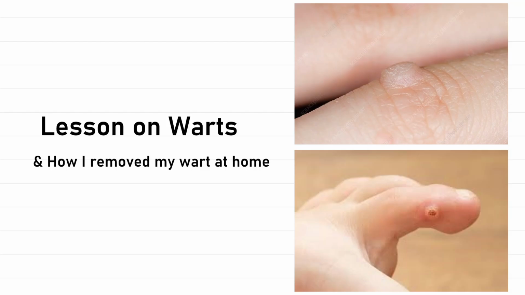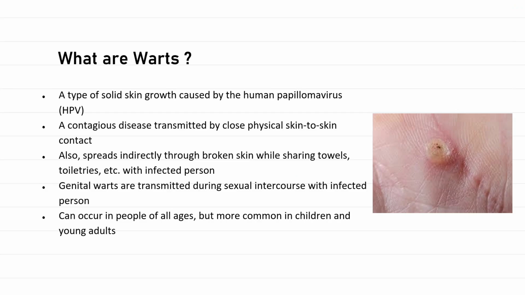So let's get started. First of all, if you can see in the picture, this is what a wart looks like. These are solid skin growths on the top layer of your skin that are caused by the HPV virus, which is the human papilloma virus. So it is a contagious disease because this virus can be transmitted through close physical contact. Not only with close physical contact, it can also spread indirectly if you're using shared items between an infected person and a non-infected person. It can also spread indirectly through broken skin as well.